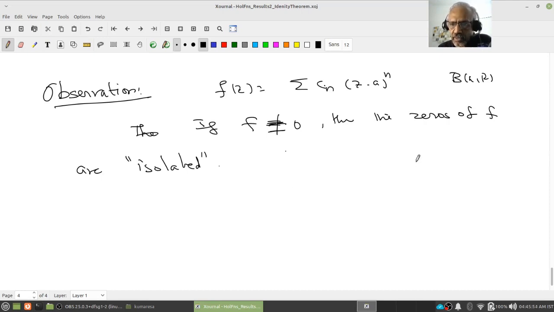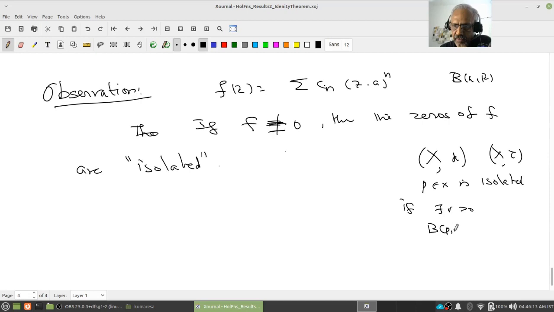Suppose I have a topological space or a metric space. The proof is the same. I say a point P in X is isolated if there is an R positive such that the ball B(P, R) has only one point.